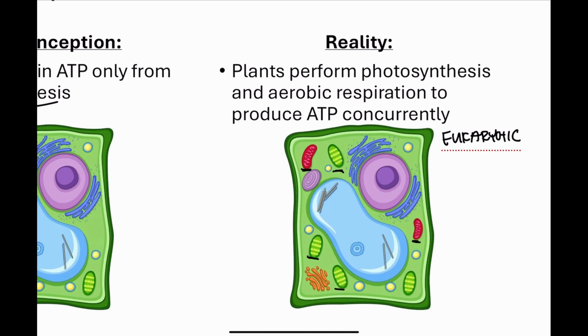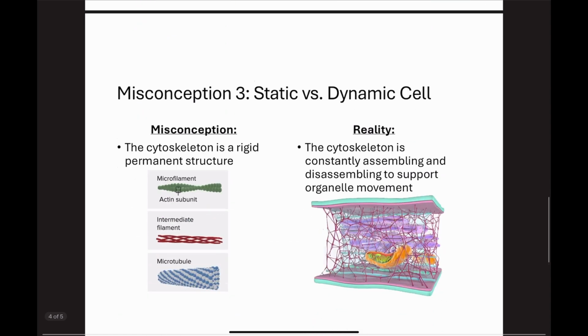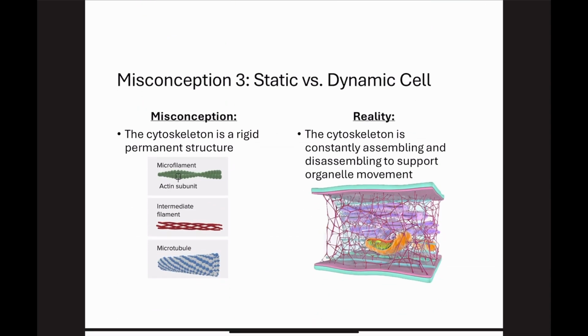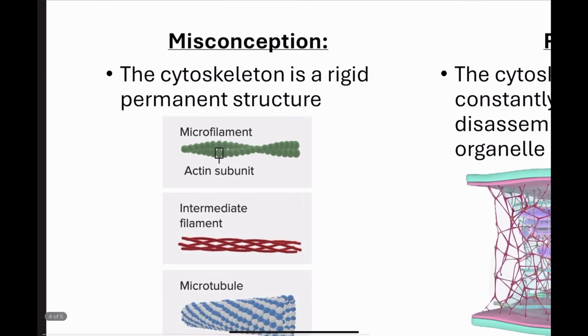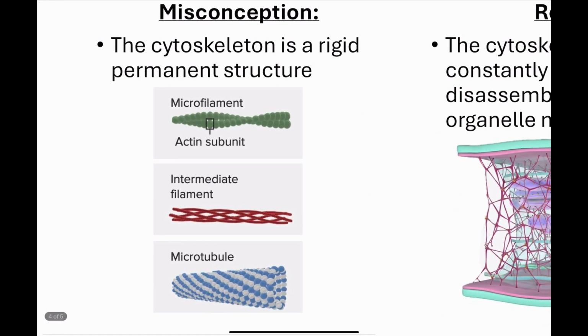So the reality is that our plants depend on respiration just as much as animals do, but they perform photosynthesis and aerobic respiration at the same exact time. And so the final misconception that we're going to address is about the cytoskeleton. It's often thought that the cytoskeleton is this rigid and permanent structure that just supplies support and stability to the cell.